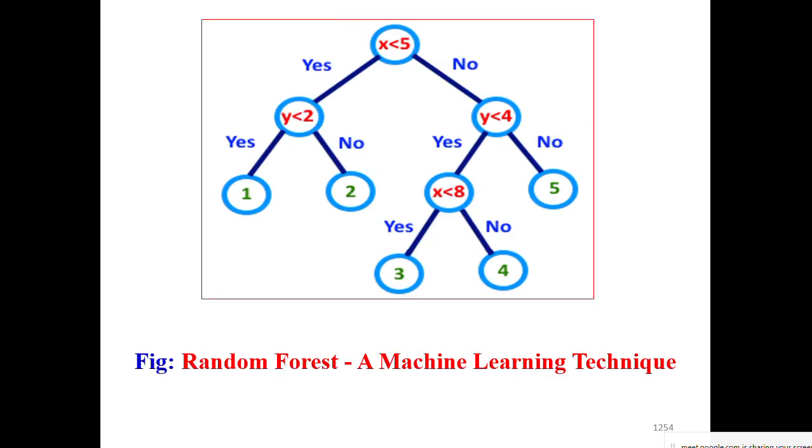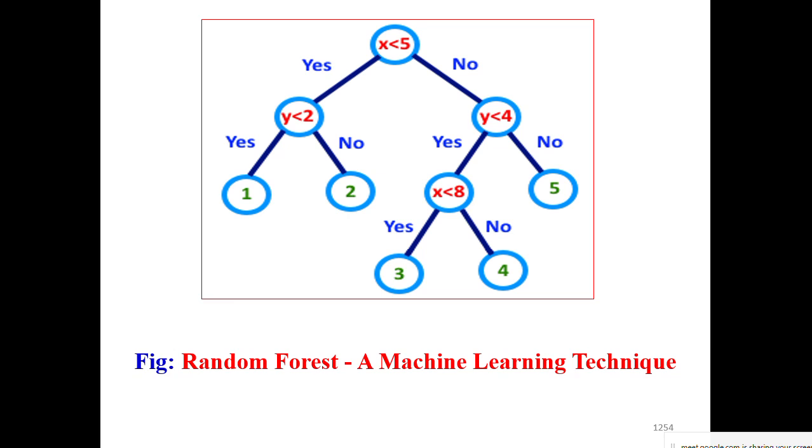So this is the example for random forest. We have a root node, x less than 5. If it is true, it goes to the left side. If it is false, go to the right side. Then again y less than 4. If it is true, left side. If it is false, right side. X less than 8. If it is true, left side. If it is false, right side. Then y less than 2. If it is true, it will come to the left side. If it is false, right side.